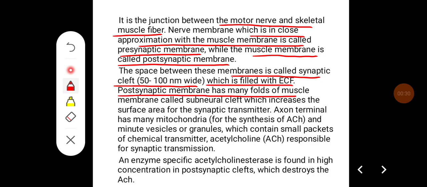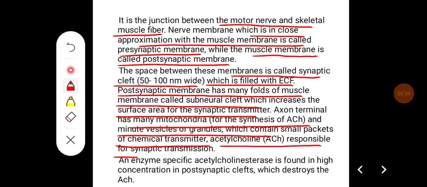Postsynaptic membrane has many folds of muscle membrane called subneural clefts, which increase the surface area for the synaptic transmitter. Axon terminal has many mitochondria, that is for the synthesis of acetylcholine, and minute vesicles or granules which contain small packets of chemical transmitter acetylcholine, which is responsible for synaptic transmission. An enzyme specific, acetylcholinesterase, is found in high concentration in postsynaptic clefts, which destroys acetylcholine.